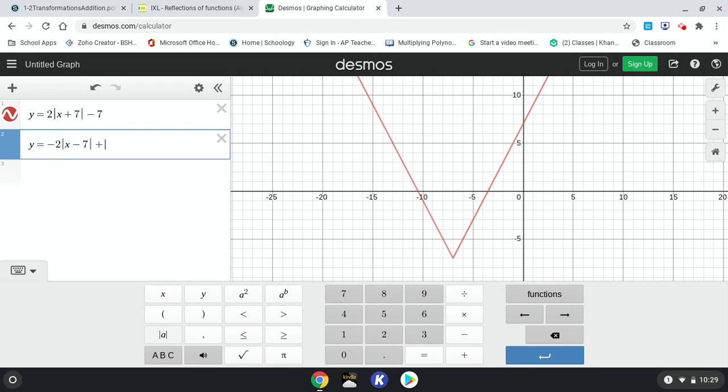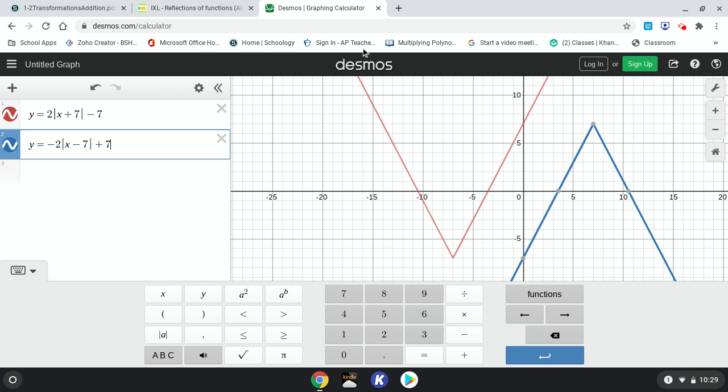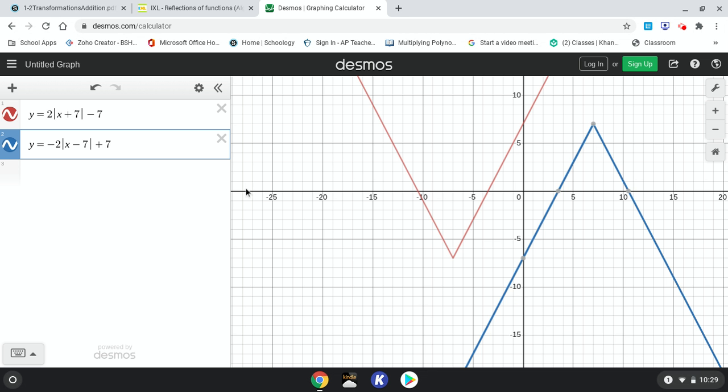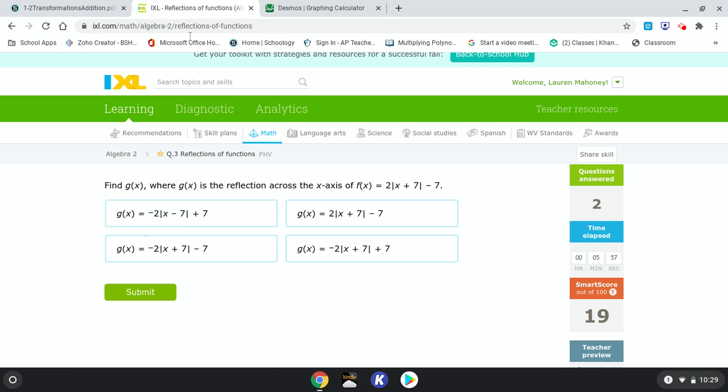So we have g of x, which you can just replace with a y, equals -2 absolute value of x minus 7 plus 7. So I have y equals -2 times the absolute value, which is here, of x minus 7 and then plus 7. Let's make sure that that matches, minus 7 plus 7.